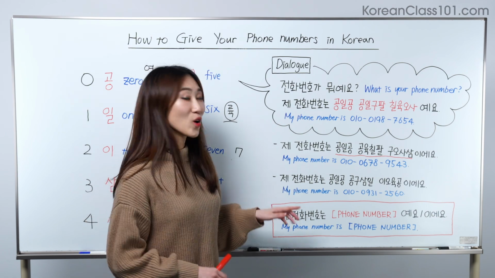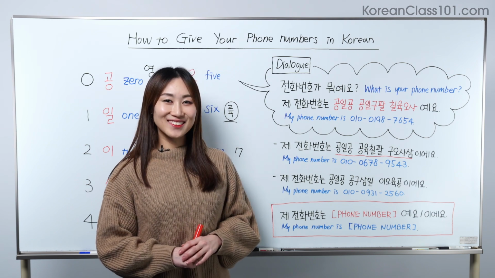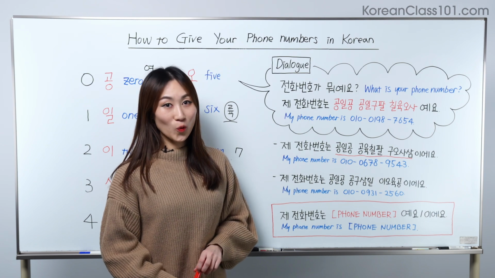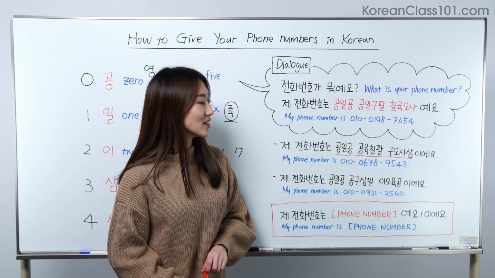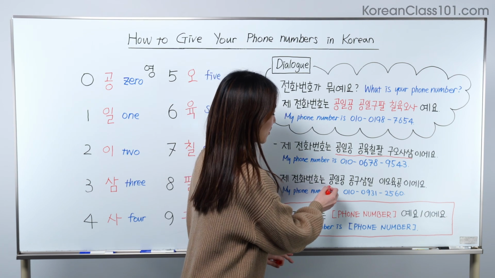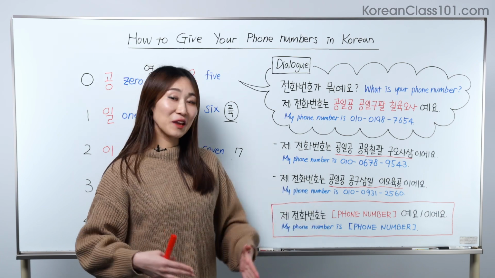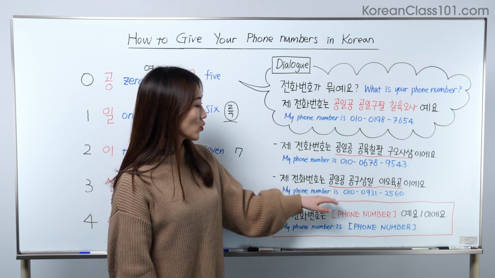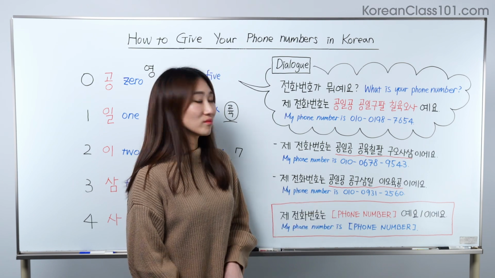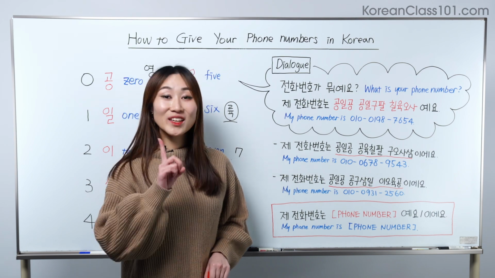제 전화번호는 010-0931-2560이에요. Numbers are used here. 제 전화번호는, again, my phone number, 010-0931-2560이에요. Why did I use 이에요?